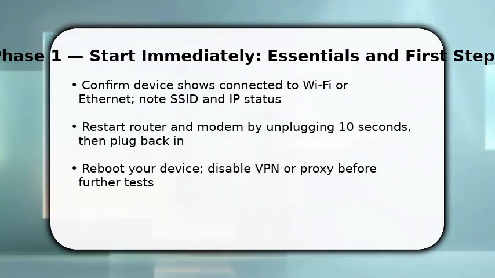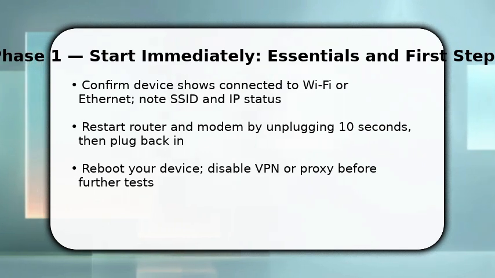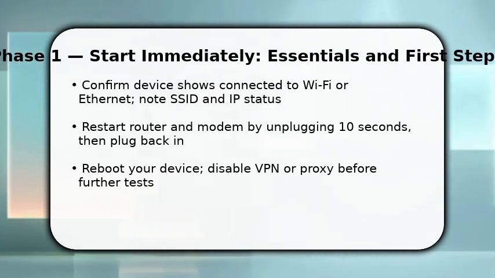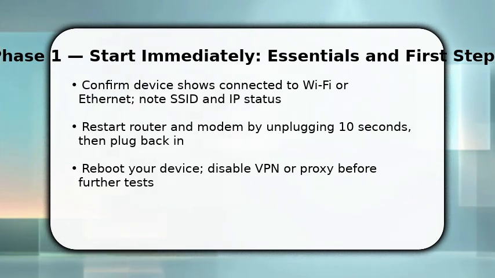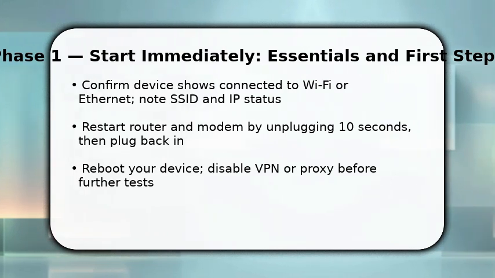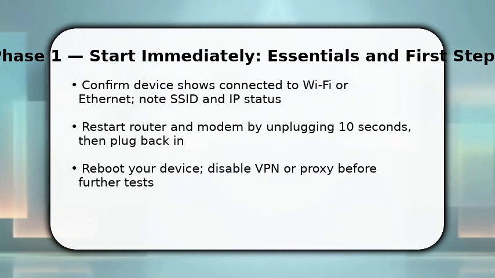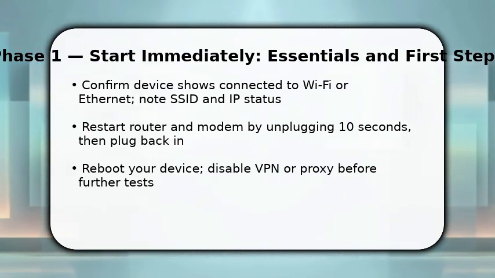Next, reboot your computer or phone and temporarily disable any VPN or proxy, since those often hijack traffic. Make sure you record any error messages or unusual IP like 169.254.x.x. That tells you whether DHCP failed and guides the next, more detailed steps.